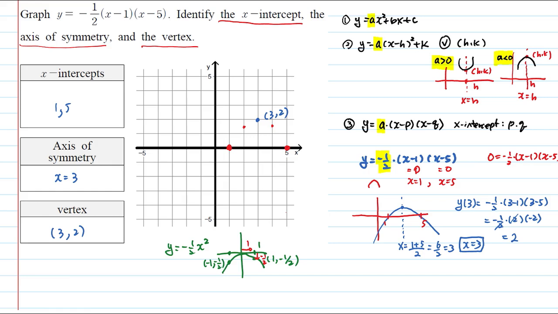Now, just for fun, let's try to figure out the y-intercept as well. y of 0 is negative 1 over 2 times negative 1 times negative 5. So that will be negative 5 over 2. That's negative 2 plus negative 1 over 2. That's negative 2.5. So it's going through negative 2.5. It's somewhere here. So the graph will be drawn like this.